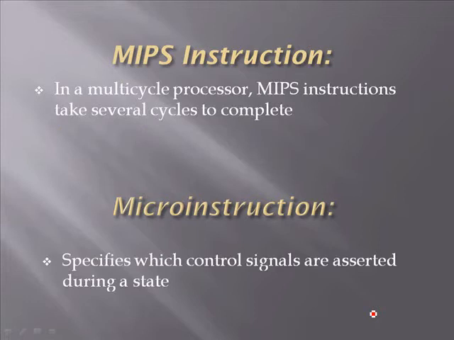First, recall that MIPS instructions take several cycles to complete in a multi-cycle processor, and during each cycle, certain signals must be asserted for it to execute properly. The way the processor will go about asserting these signals is by calling a microinstruction, which will assert the signals it needs at that point in time. But before I go on any more about that definition, I want to illustrate the usefulness of microinstructions with an analogy.